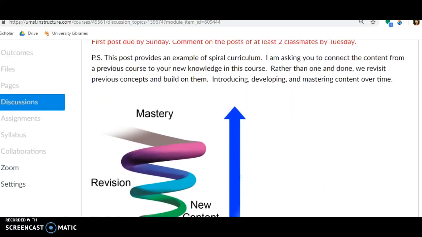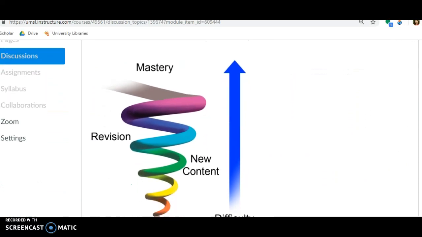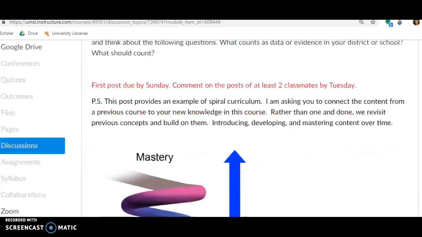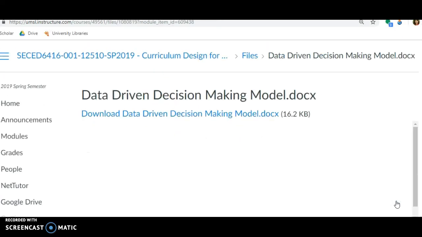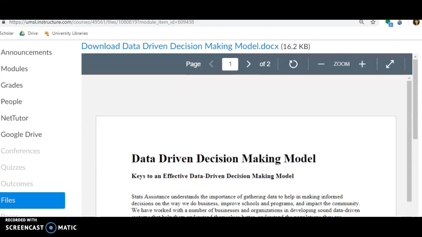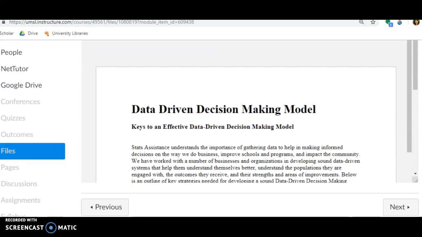This is an example of spiraling the curriculum. So we are looking at the materials from 6420 again, even though you took that last semester or last year, in order to kind of bring it back into your working memory and allow you to think a little deeper on those subjects. And this is an optional resource for your collection of resources.